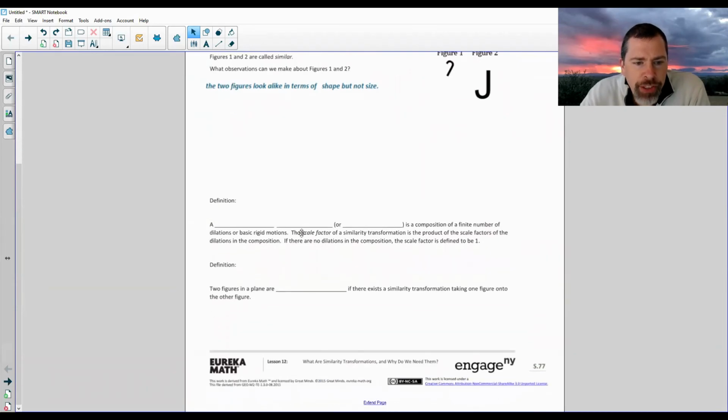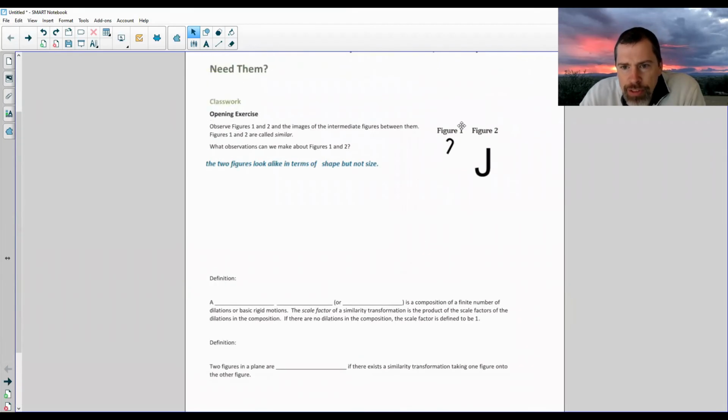Okay, so by definition, a blank is a composition of a finite number of dilations or basic rigid motions. The scale factor of a similarity transformation is the product of the scale factors of the dilations in the composition. If there are no dilations in the composition, the scale factor is defined to be 1. So I kind of have a problem with this diagram here. We can't just simply dilate this and get this because this is a backwards J if you rotated that.